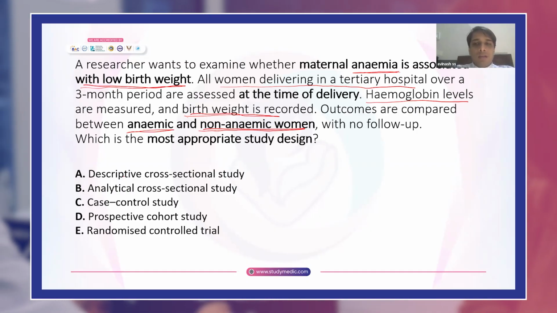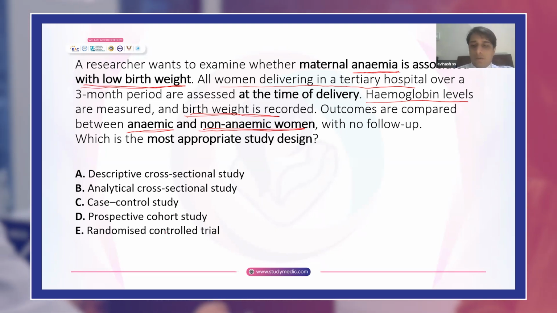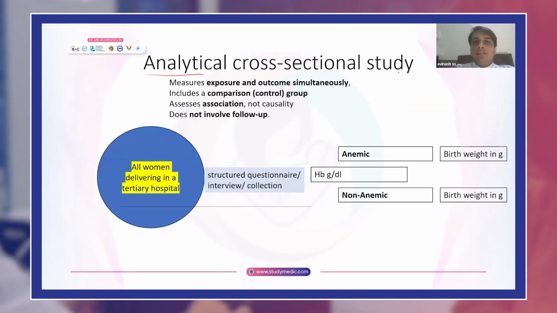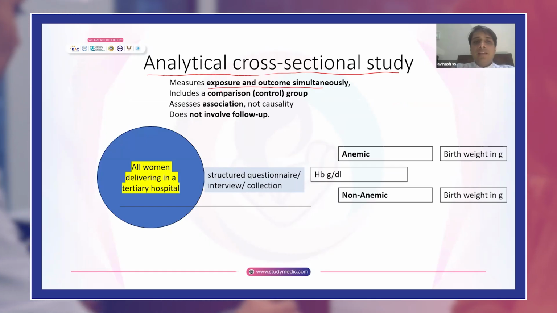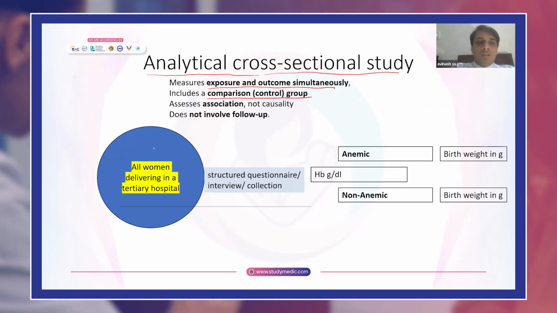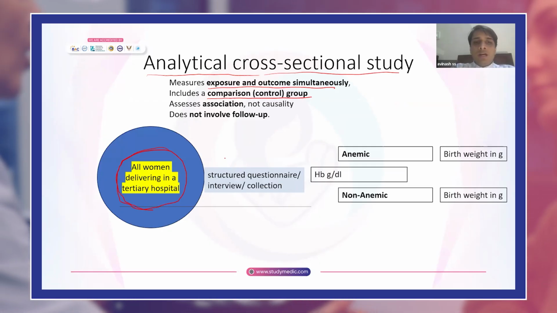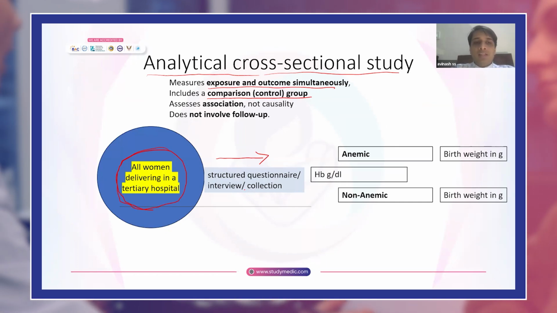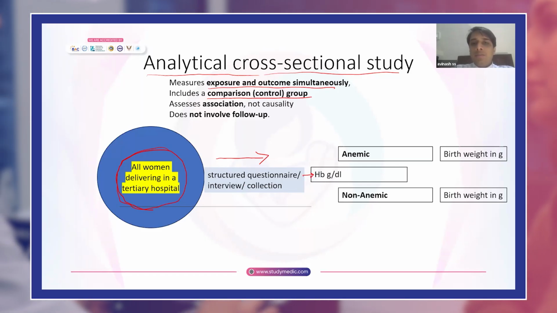These are the options: descriptive and analytical cross-sectional study design, case control, prospective cohort, and randomized control trial. Now you can see this falls under the analytical cross-sectional study design because the measures of exposure as well as outcome are collected simultaneously. But when you compare it to a survey, this has a comparison or control group. So all the women delivering in a tertiary care hospital are the sample. In them, we collect the data by questionnaire or observation. What data are we collecting? The hemoglobin values.